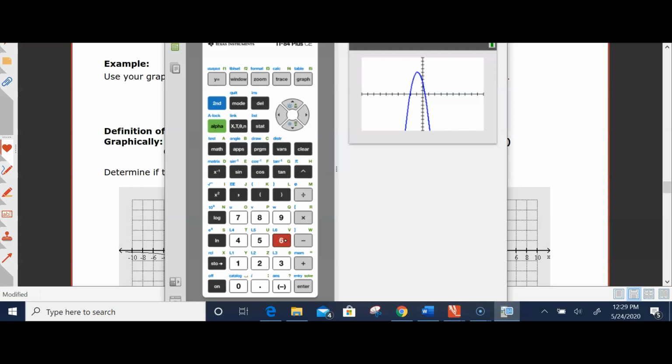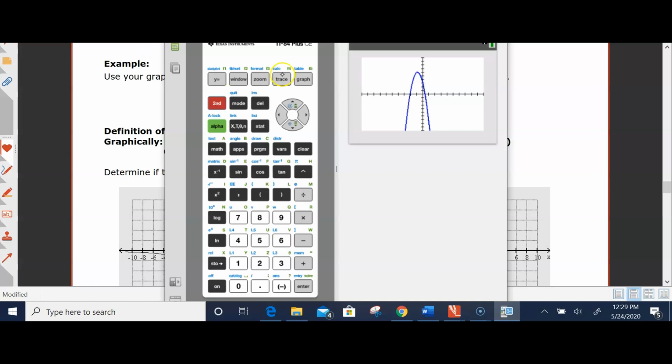Aha, got a parabola. And that parabola is opening down. Therefore, I see I have a relative maximum. I've got a hill right there. So where does that maximum occur? Looks like it's at negative 1. I could estimate it, but let me show you a cool trick to find it exactly.